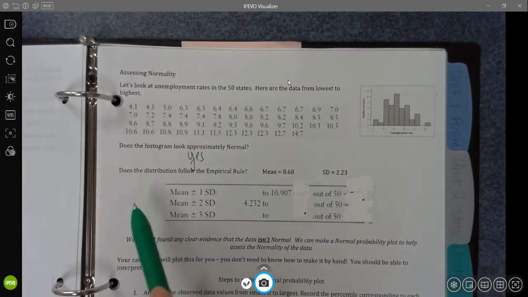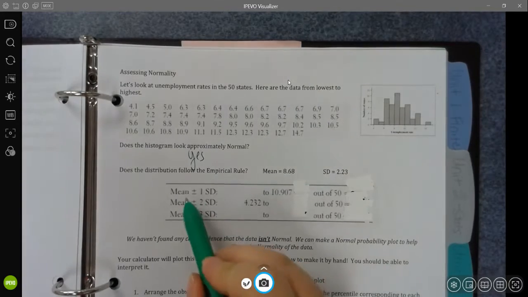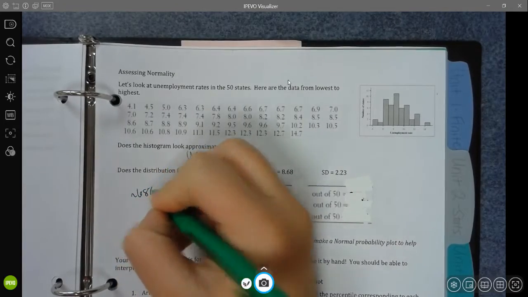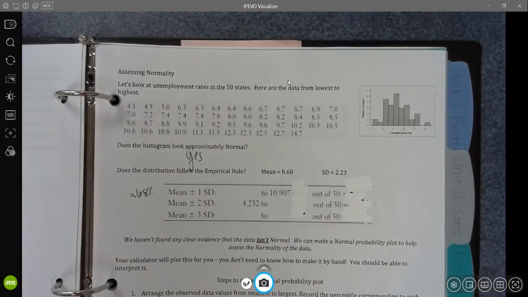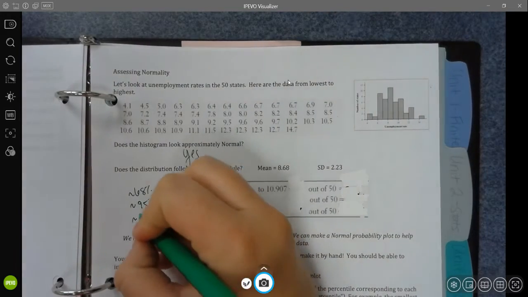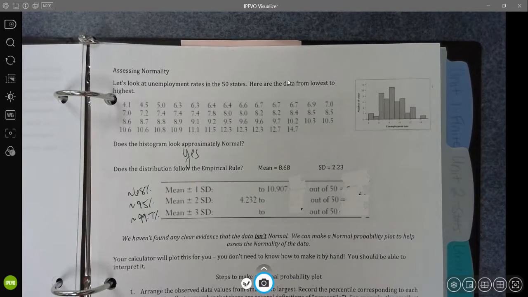A good question you can ask yourself is, does this follow the empirical rule? If you remember what the empirical rule is, anything within one standard deviation should be approximately 68% of the data if it was truly normal. Anything within two standard deviations should be approximately 95% of the data. And anything within three standard deviations of the mean should be approximately 99.7% of the data. So we're going to see if the data matches these percentages over here.